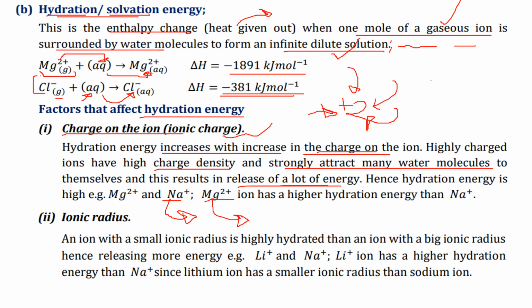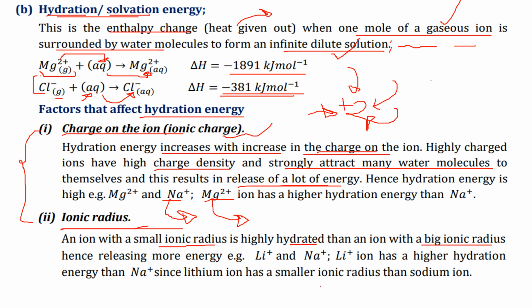We say that also in hydration energy, there are the same factors that are affected just like lattice energy: ionic charge and ionic radius. So let's look at the factor of ionic radius. Here we are going to be saying that an ion with a small ionic radius is highly hydrated as compared to an ion with a big ionic radius. To put this in detail, hydration energy is going to be increasing with a decrease in ionic radius.